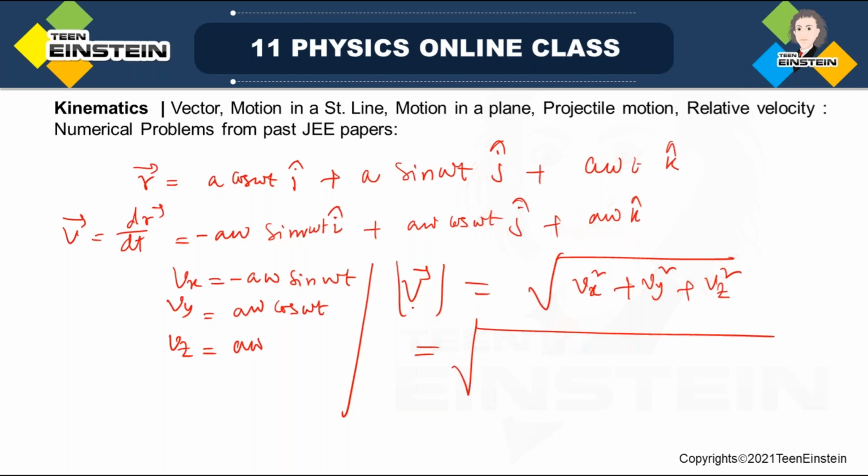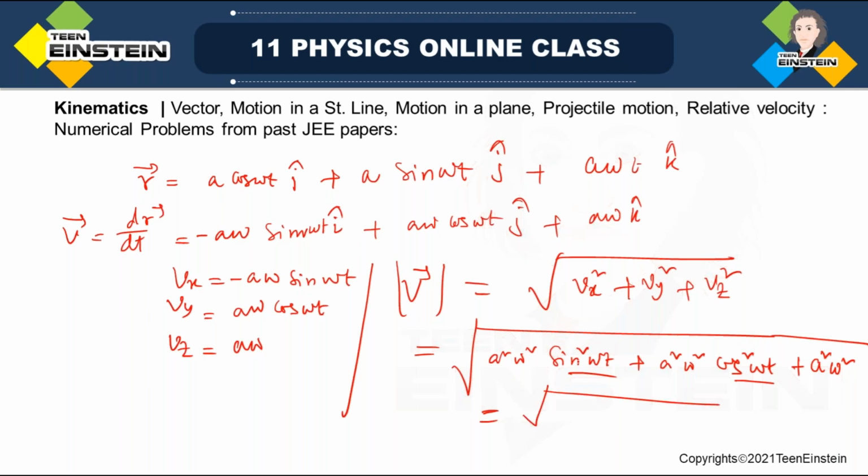So what is this Vx square? a square omega square sine square omega t plus a square omega square cos square omega t. Okay, and finally you have a square omega square. So sine square omega t and cos square omega t both will actually add up to 1. So you will get this.